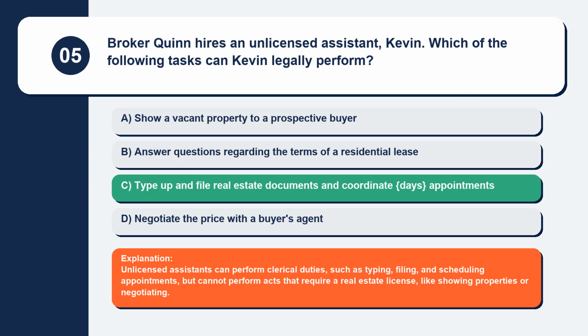Explanation. Unlicensed assistants can perform clerical duties, such as typing, filing, and scheduling appointments, but cannot perform acts that require a real estate license, like showing properties or negotiating.